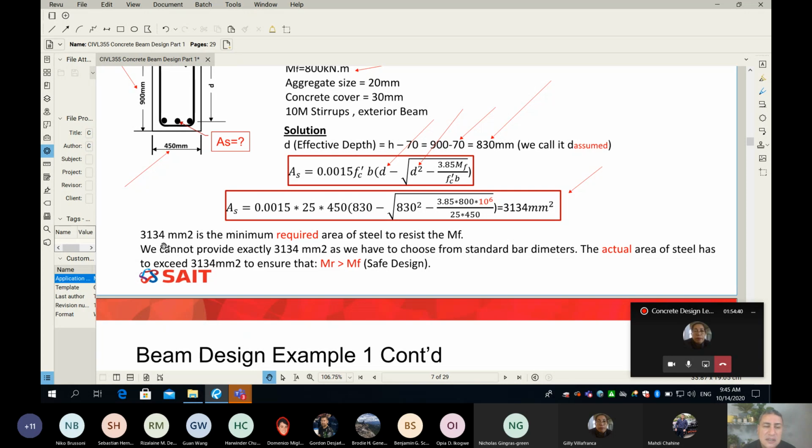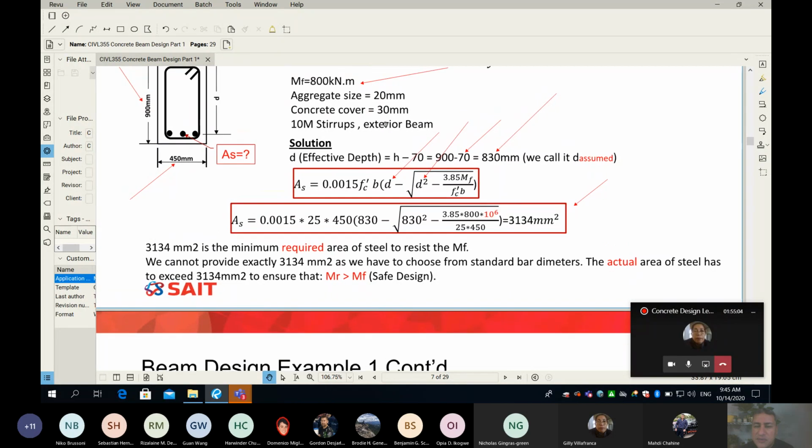Now, last thing before we finish the class for today, you can see here, 3.1, please read the statement. It says whatever number you get here is the minimum required area of steel to resist MF. That's minimum. Can I add 3,100 in my beam? No, you cannot, because 3,100 will give you a moment MR less than the 800, which is MF. So you need to add an area of steel more than this number. Otherwise, your beam will fail.